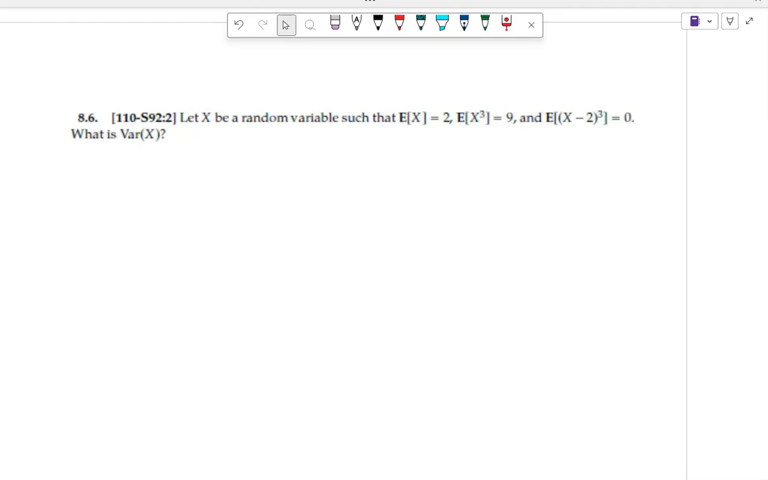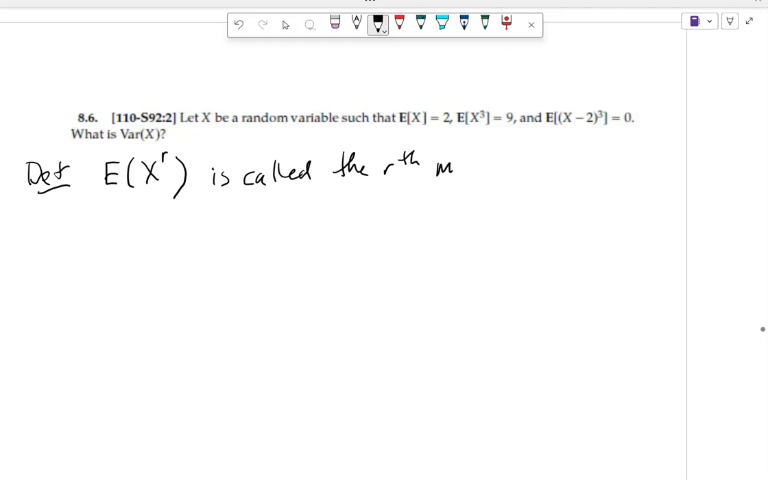Before we do this problem, let me give you a couple of other definitions that we haven't mentioned yet. Okay. When we have the expected value of x to an integer power, typically the textbooks use r, and I don't know why they use r, but the r is a positive integer power. This is called the rth moment of x.